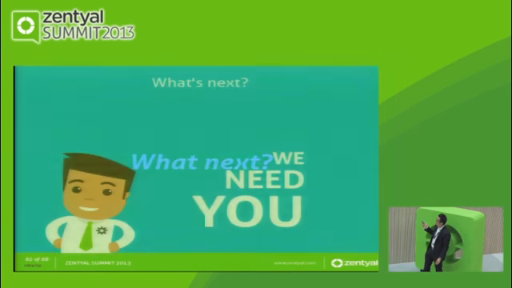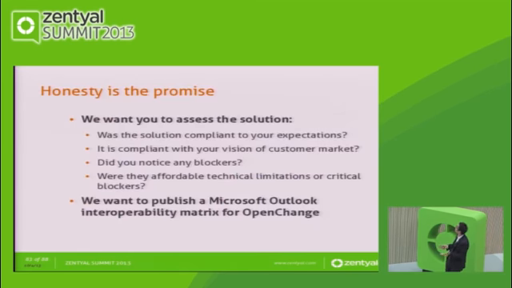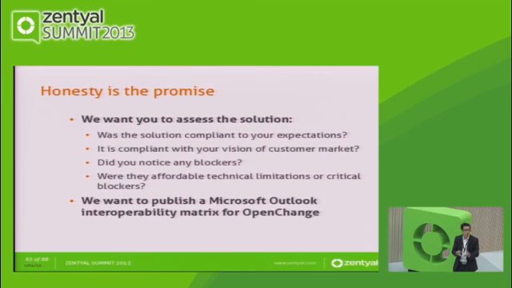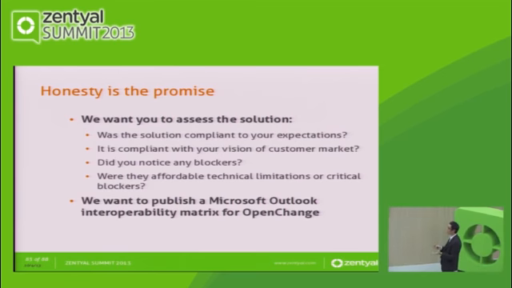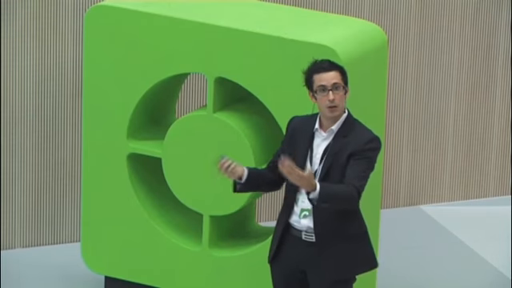So what is next? Well, we need you. We need you to test the software. We need you to assess the solution and tell us very honestly, are you happy with it? Do you find limitations, blockers? What are the blockers? And in the end, what we are engaged to do is provide a compatibility matrix, an interoperability matrix between OpenChange and Outlook, to see what is working, what is not working with this backend. So you know exactly what you're engaged to and what you come into with a customer.